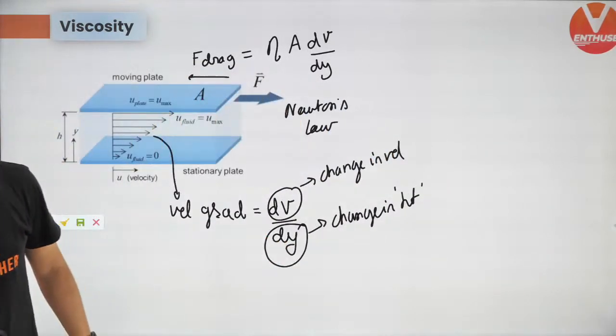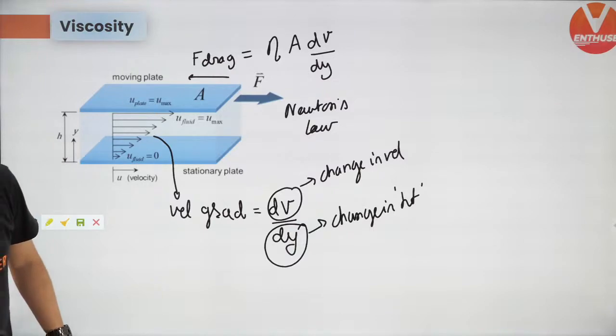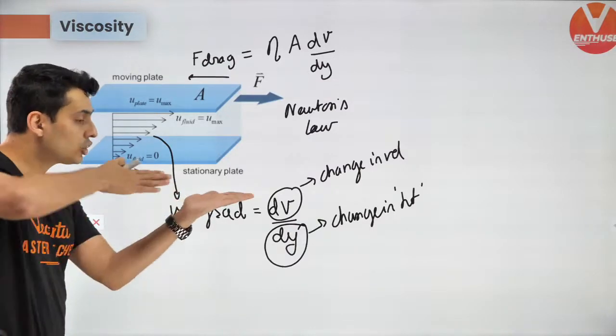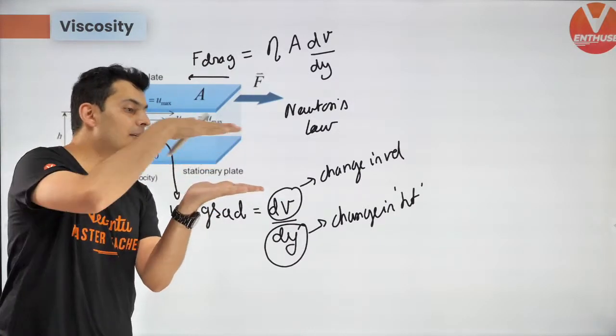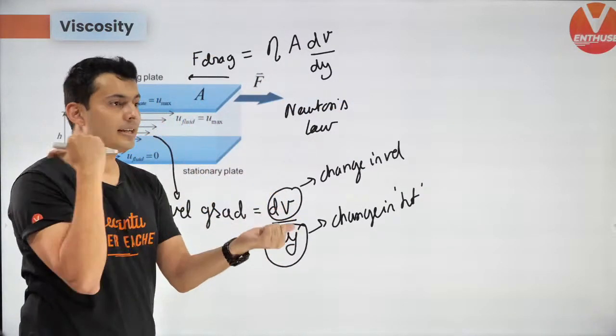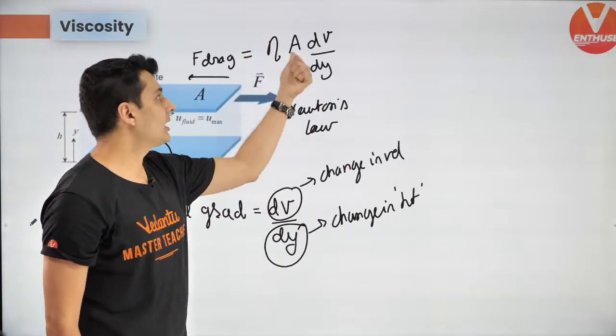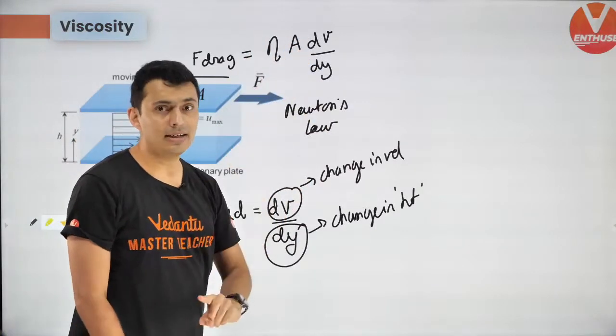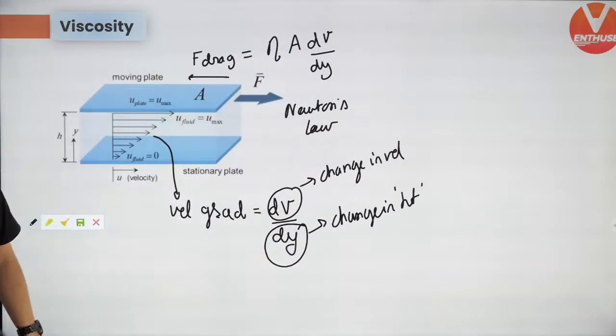Eta A dv by dy. Okay. I hope this is clear. So when two surfaces slide, you will see each layer will move at different velocity. So there is a velocity gradient which is set up, and the drag force which is experienced is eta times area of contact into dv by dy, the velocity gradient. I hope this is clear.